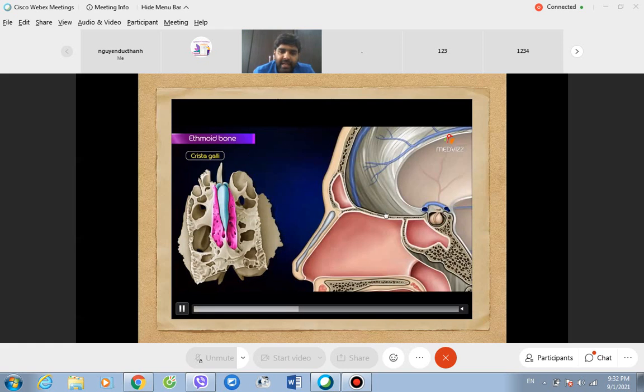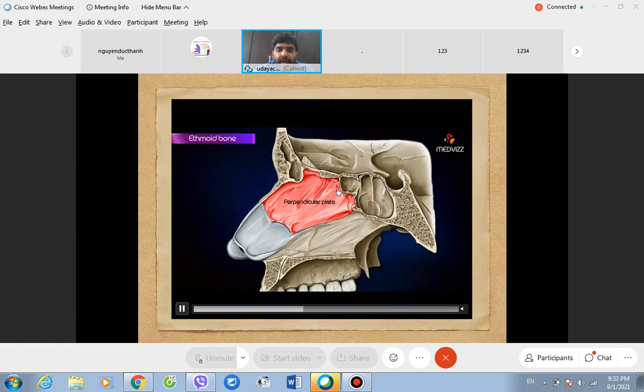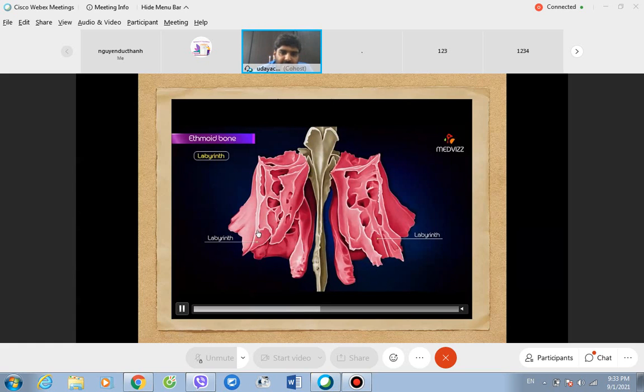This crista galli gives the attachment to the falx cerebri. Coming to the inferior part, that is the perpendicular plate of the ethmoid, it is part of the septum below the cribriform plate and is articulated anteroinferiorly to the quadrilateral cartilage. This is the bilateral bony labyrinth on either side, which lodges the ethmoidal air cells, which are separated by smaller bony septae.